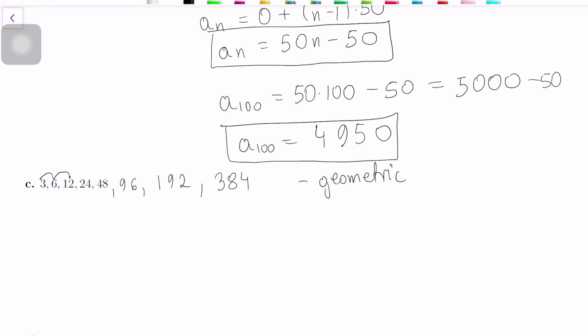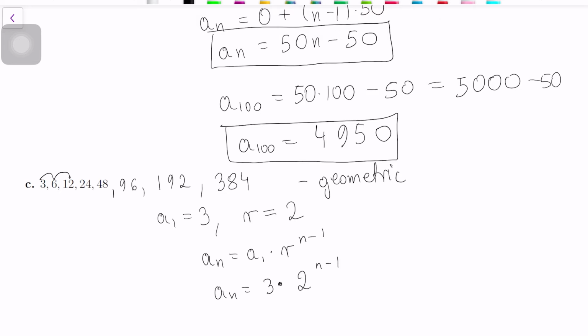I already identified it as geometric. I need a1, the first term. And then in the case of geometric, I need the ratio. And I know I just have to multiply by 2 to move along the terms. So that means the ratio is 2. The formula for the nth term is a1 times r to the power n minus 1. So in this case, 3 times 2 to the power n minus 1, and that's it.